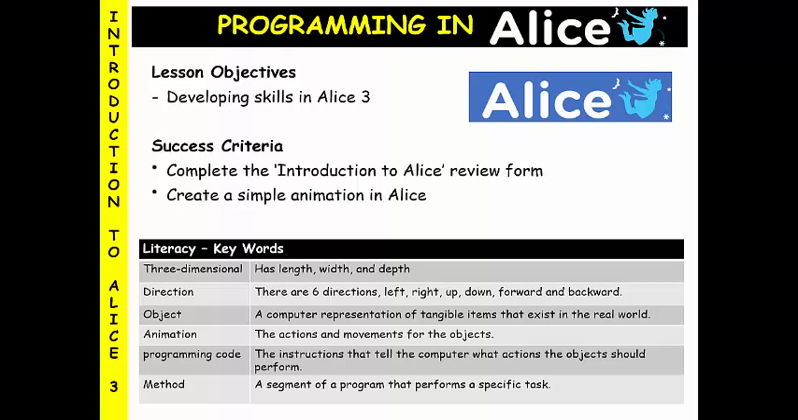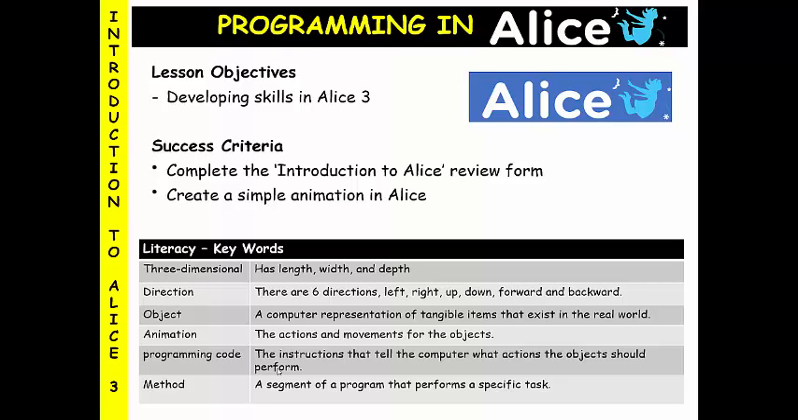The keywords associated with today's session are three-dimensional. So this is to do with the length, width and depth of an object. Direction, there are 6 directions, so please remember that: left, right, up, down, forward and backward. And object, a computer representation of tangible items that exist in the real world. Animation, the actions and movements for the object's programming code, the instructions that tell the computer what actions the object should perform. And then a method is a segment of a program that performs a specific task.